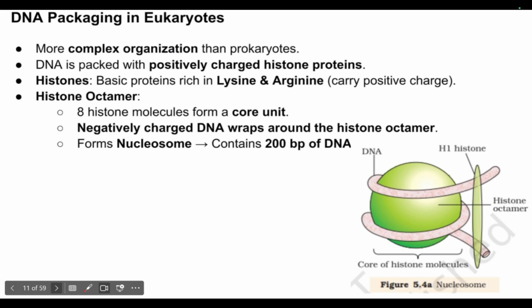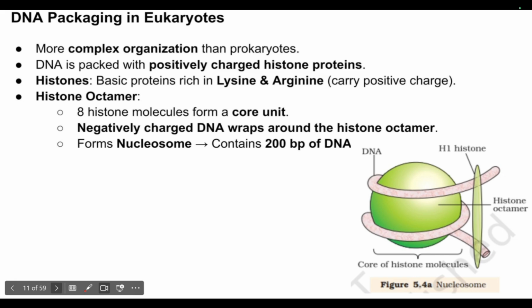So in eukaryotes, the DNA is packed with positively charged histone protein. See, this is the histone protein here and it is positively charged. Now it is histone protein, so it is made up of amino acids. It is positively charged because the amino acids are positively charged. It is the lysine and arginine which are responsible for the positive charge. Positively charged proteins are always basic in nature. So histone is a positively charged protein. It is a basic protein.